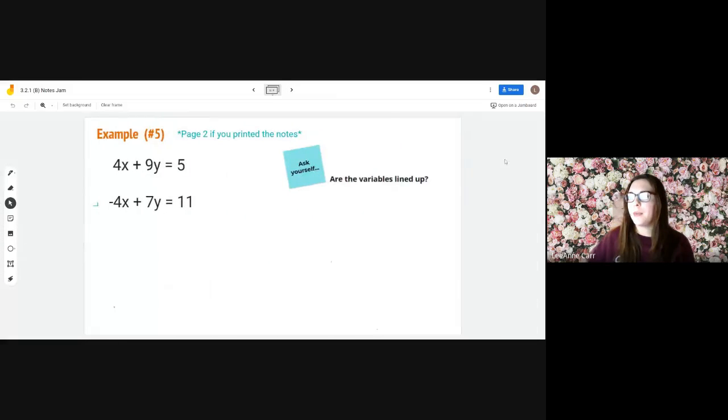All right, without further ado, let's get into our example here. So in this example, what I want to do first is make sure that the variables are lined up. And I should have been a little bit more specific here because we're not just making sure variables are lined up, we're making sure the variables, the equal sign, the constants, everything is in the right place. So if I look here, all my x's are together, all my y's are together, my equal signs are together, and those constants are lined up.